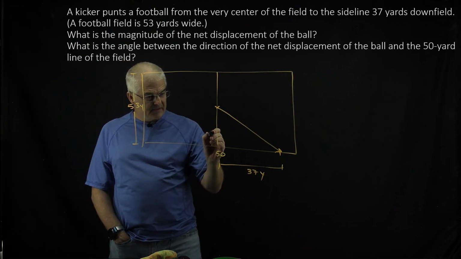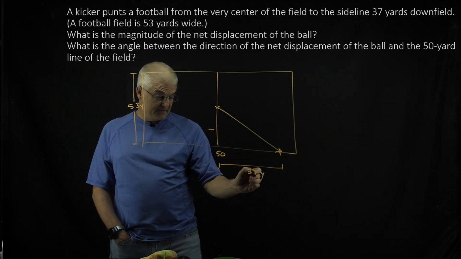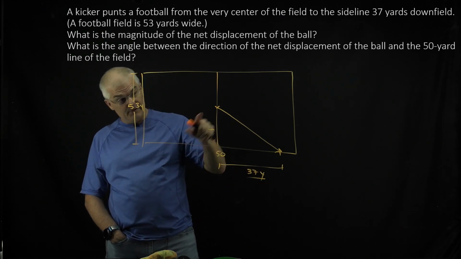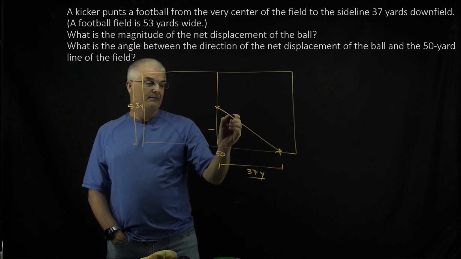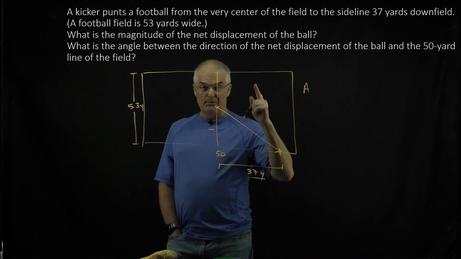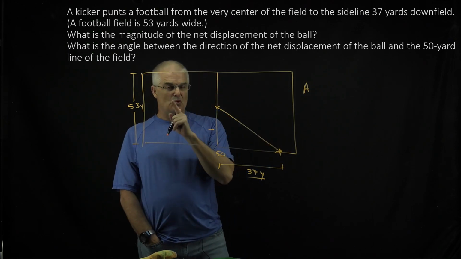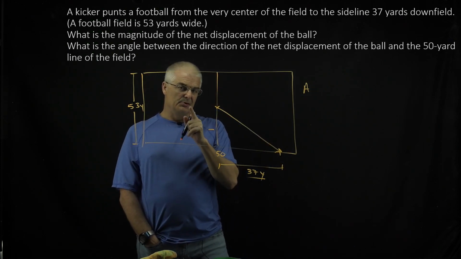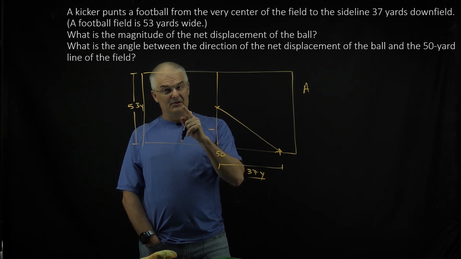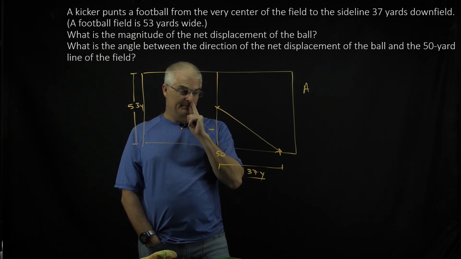So if you know this distance right here, and you know this distance, it's 37 obviously. This is not 53 because this is the full width. It's in the exact center. You can find the magnitude. So part A is going to just be a Pythagorean theorem. For part B, this is one I struggle with: what's the angle between the direction of the net displacement and the 50-yard line of the field?